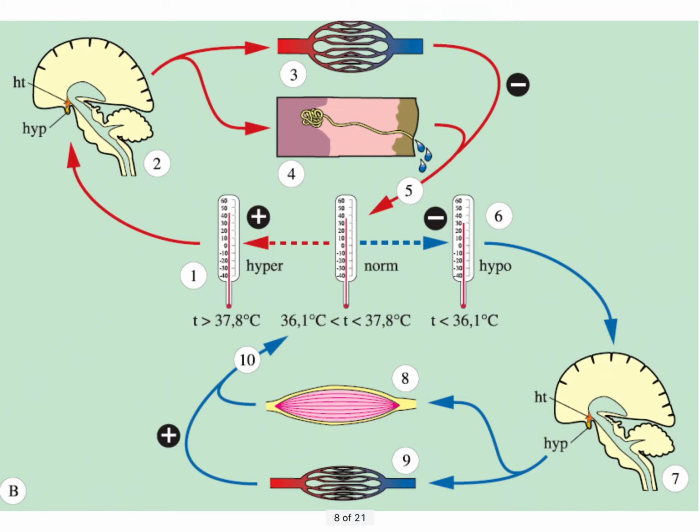Hairs, not showing it there, but the hairs go flat on our skin, don't they? So we're not trapping a layer of air, and air is an insulator. And then as a result, the body temperature drops back to normal.